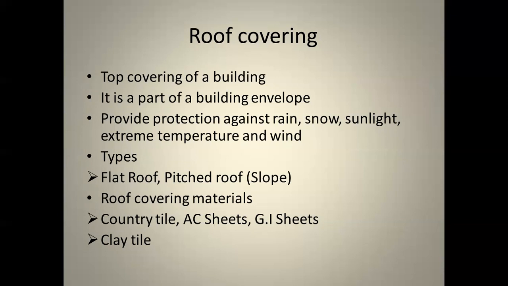So we will see what the roof covering materials are. We have country tile, which is in red color, and we have AC sheets, that is asbestos cement sheet, and currently we are using GI sheets, which is galvanized iron sheet. In this, iron is galvanized with zinc, so it can resist corrosion. Currently we can use many colors of GI sheet. Predominantly we use blue color GI sheets for sheds and other purposes, and they will be corrugated. They have many folds so that the water can drain out easily.